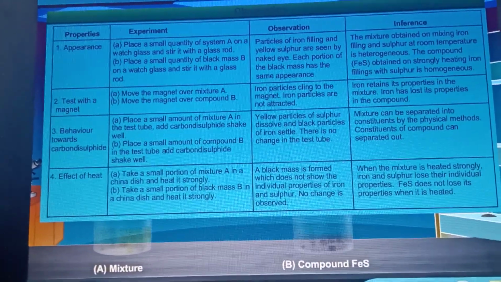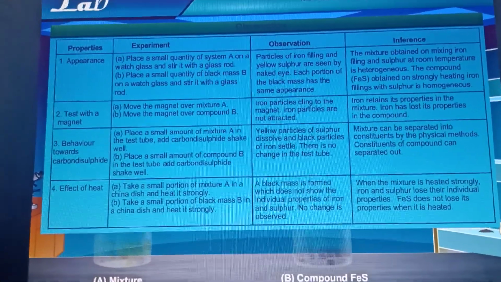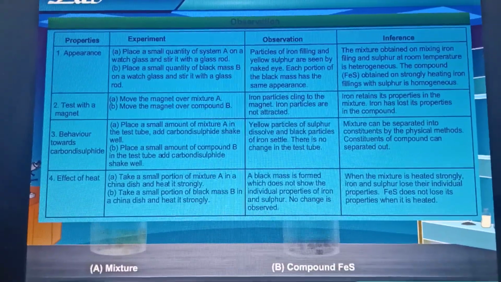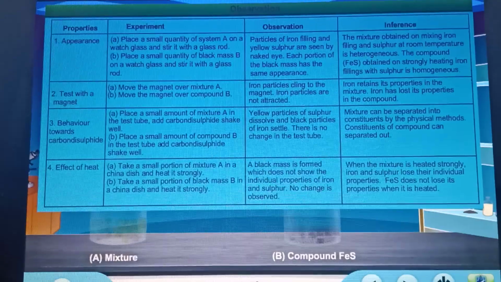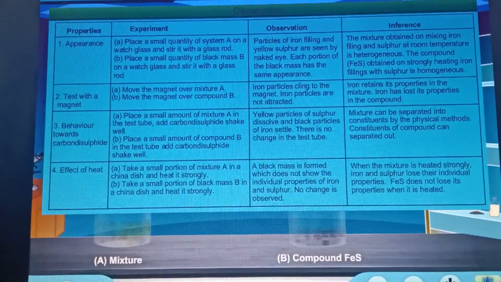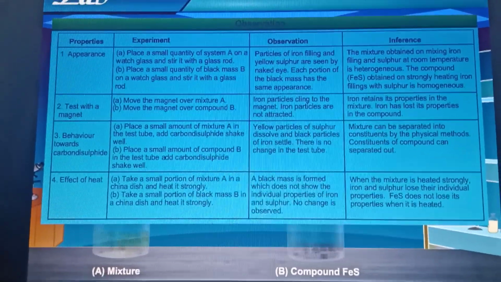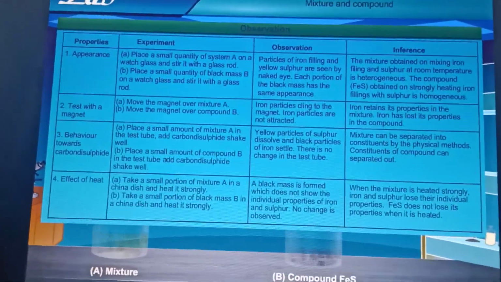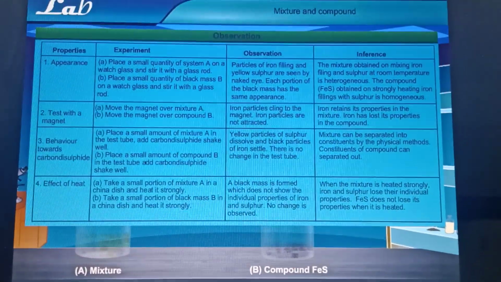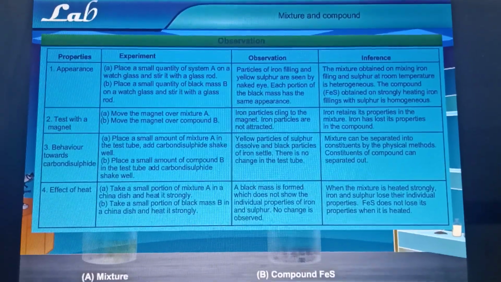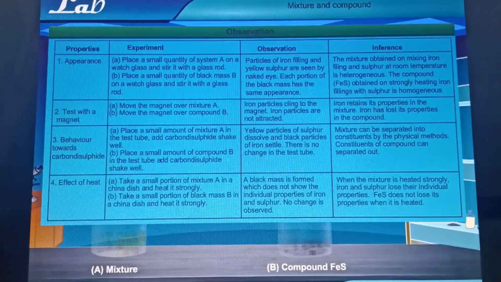4. Effect of heat. A. Take a small portion of mixture A in a china dish and heat it strongly. B. Take a small portion of black mass B in a china dish and heat it strongly. A black mass is formed which does not show the individual properties of iron and sulfur. No change is observed. When the mixture is heated strongly, iron and sulfur lose their individual properties. Iron sulfide does not lose its properties when it is heated.